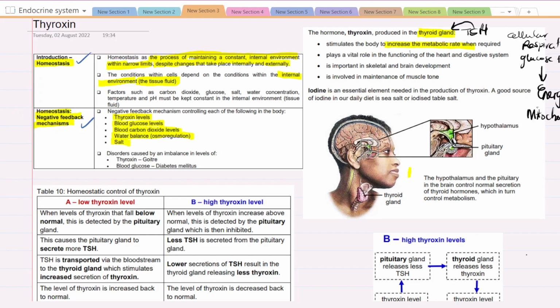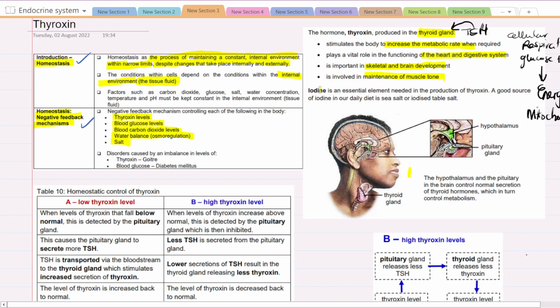They say it plays a vital role in the functioning of the heart and digestive system. Well, we don't necessarily explain that much when it comes to question papers. We don't necessarily talk about this part. We more so refer to the metabolic rate a lot, but this is just additional information to look at.